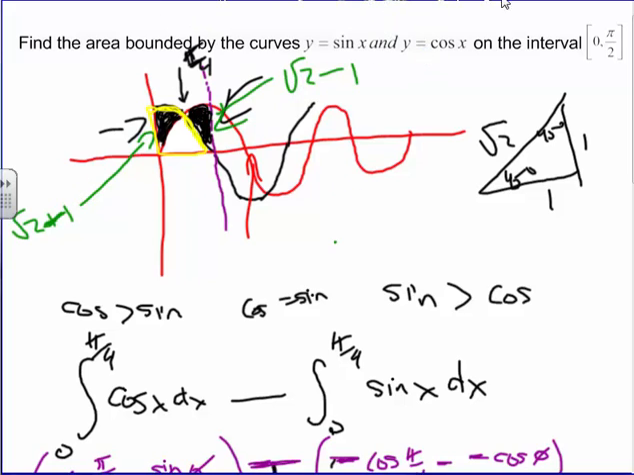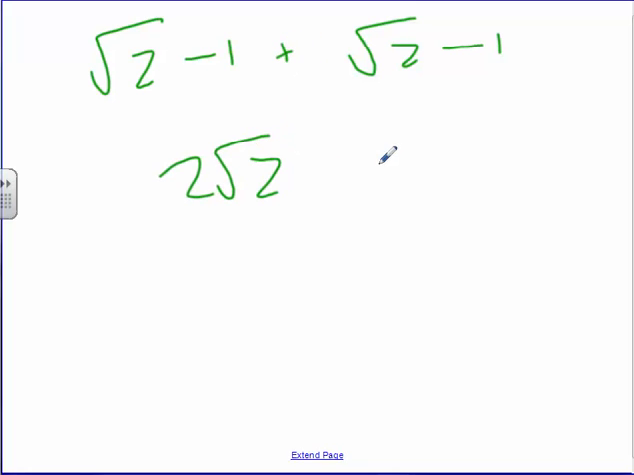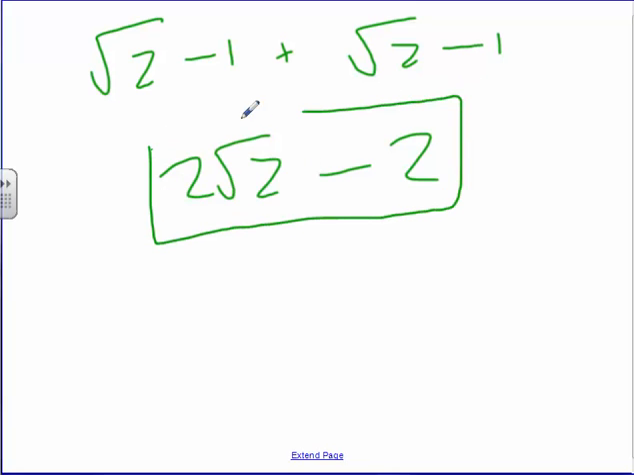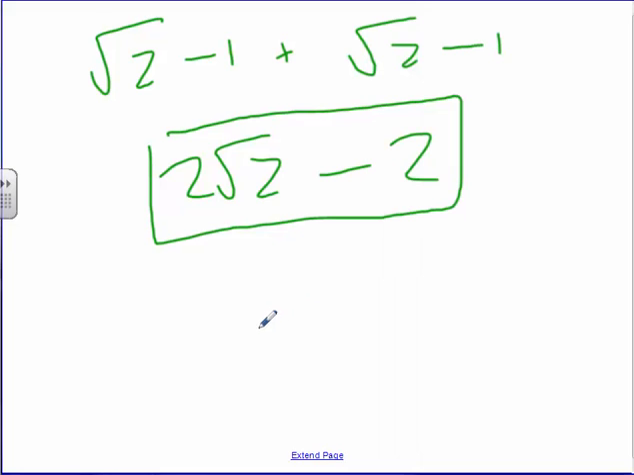All right, we're finally going to get this right here. So if one area is root 2 minus 1 and the other area is root 2 minus 1, and we're putting them together, you're going to have two root 2's, and you're going to minus 2. There. That is our final answer for how much area there is. All right, and if I go back to my graphing calculator, this right here is a root 2 minus 1 area. This right here is also a root 2 minus 1 area.